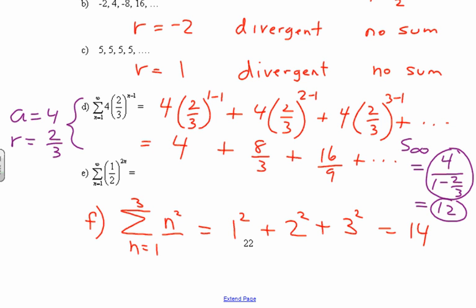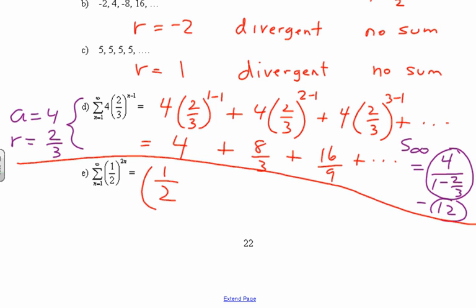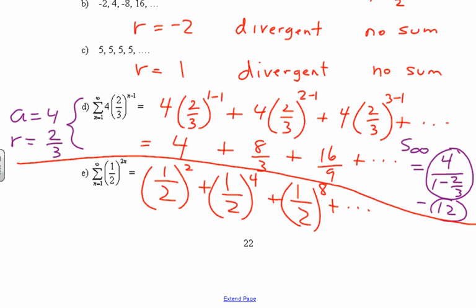Class, if that was a little puzzling for you, don't worry, we have another one. Question E is very similar. I'm just going to erase this one because it's pretty straightforward anyway. Okay, question E. Let's write out the first few terms. All right, so we're starting with x equals 1. So we're going to have 1/2 squared, 1/2 to the 4th power, 1/2 to the 8th power, and so on.